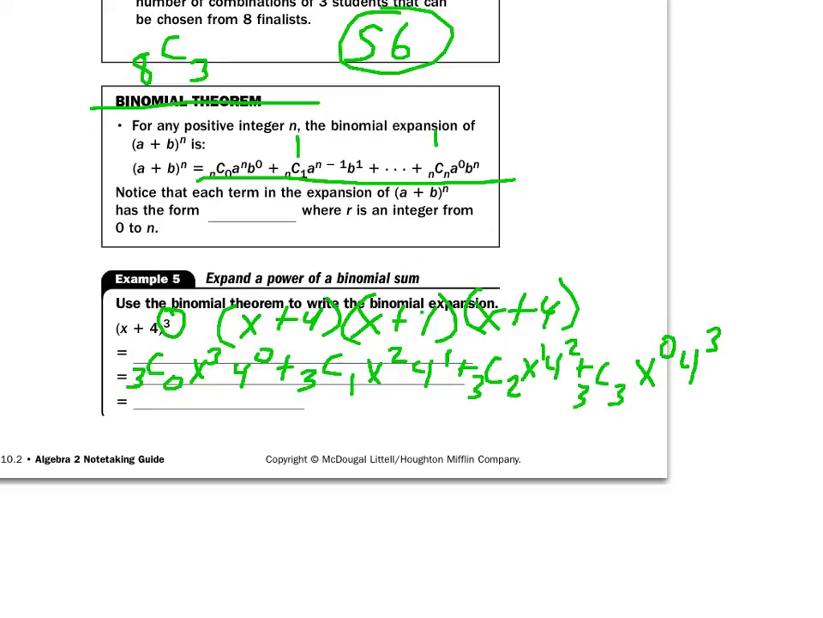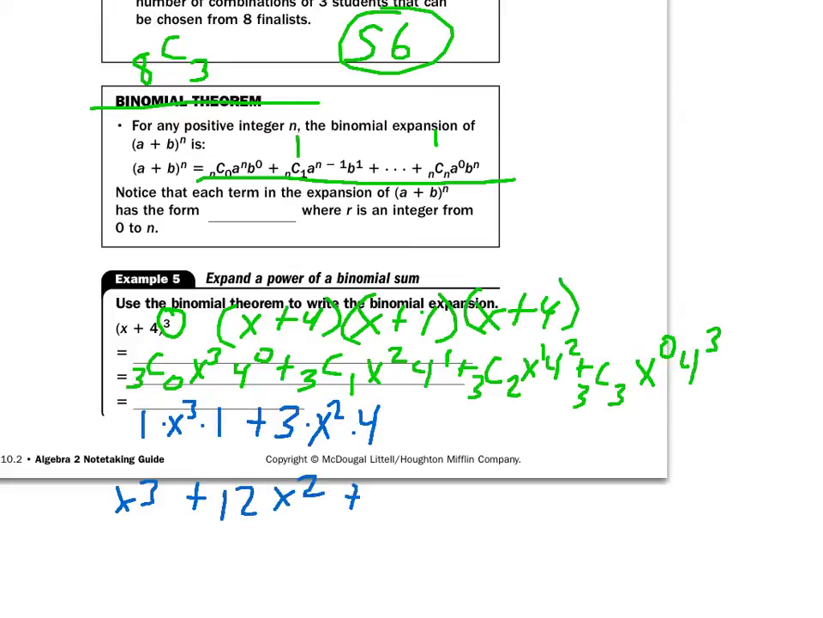So let's take a look at what the work would be. I'm going to change my color here so we know we're transitioning. 3 choose 0 is 1 times x to the 3rd, 4 to the 0 is 1. So I just have x to the 3rd for that one. Plus, and some of you are saying, duh, I knew that. I could have guessed that one. Oh yeah, sure. Plus 3 times x squared times 4. Well, 3 times 4 is 12. 12x squared is the 2nd term.